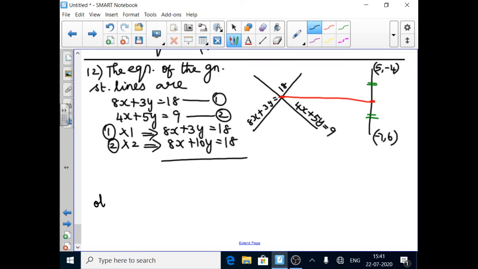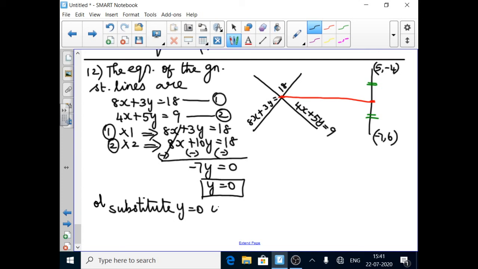So change the sign. Minus, minus, minus. This term will get cancelled. Here it is minus 7y equal to 0. So I am getting y equal to 0. Substitute y equal to 0 in the second equation.